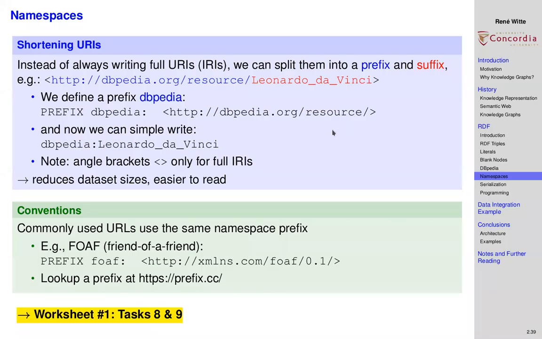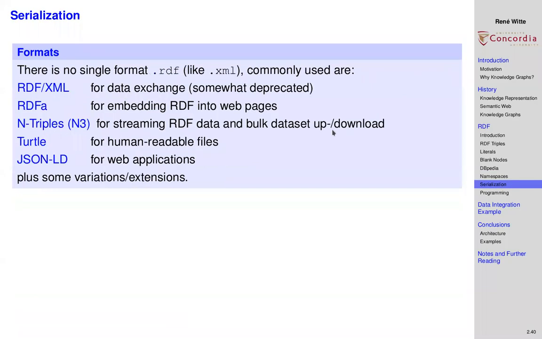Okay, so much for namespaces. And one more technical detail is the serialization format for RDF. So unfortunately, it's not like there is a single format, something like .xml, .txt, that is used for RDF data. Instead, there is a whole bunch of different formats.